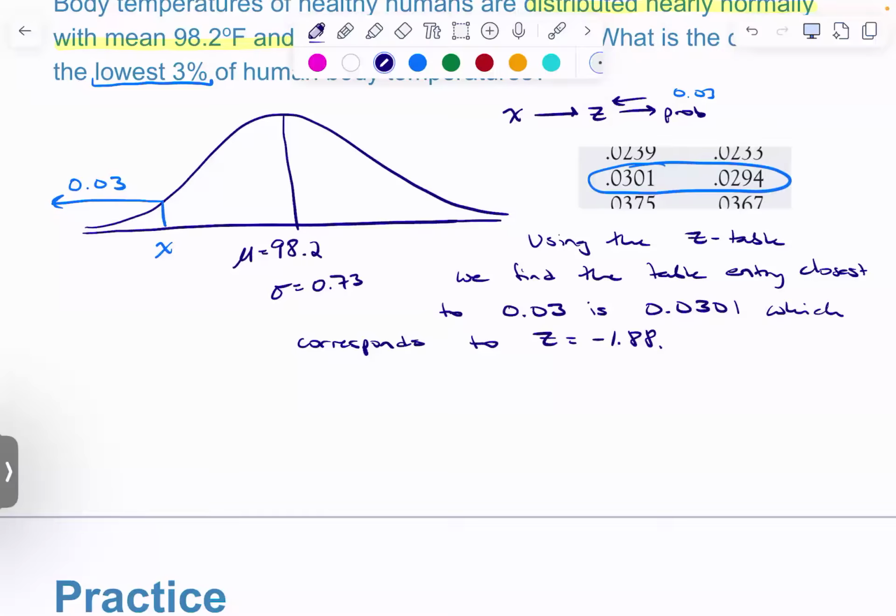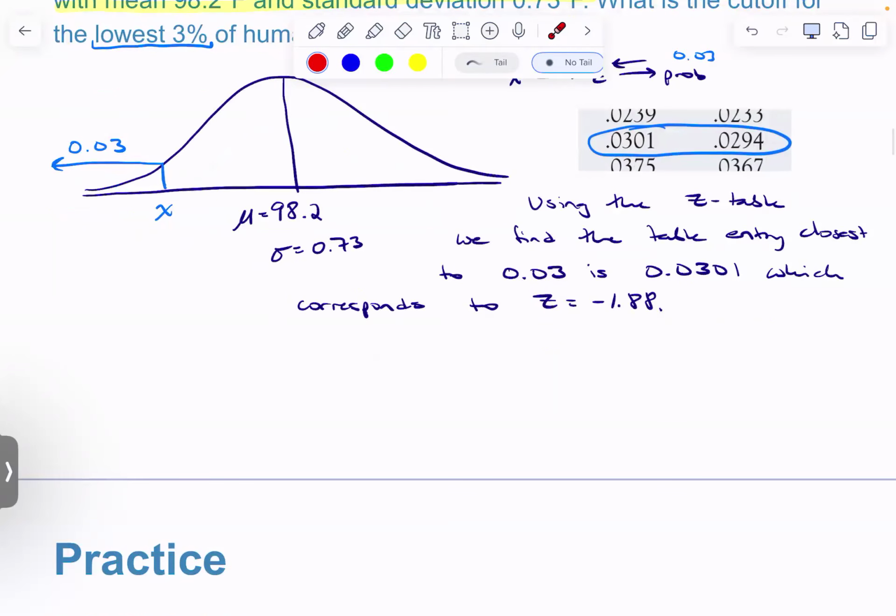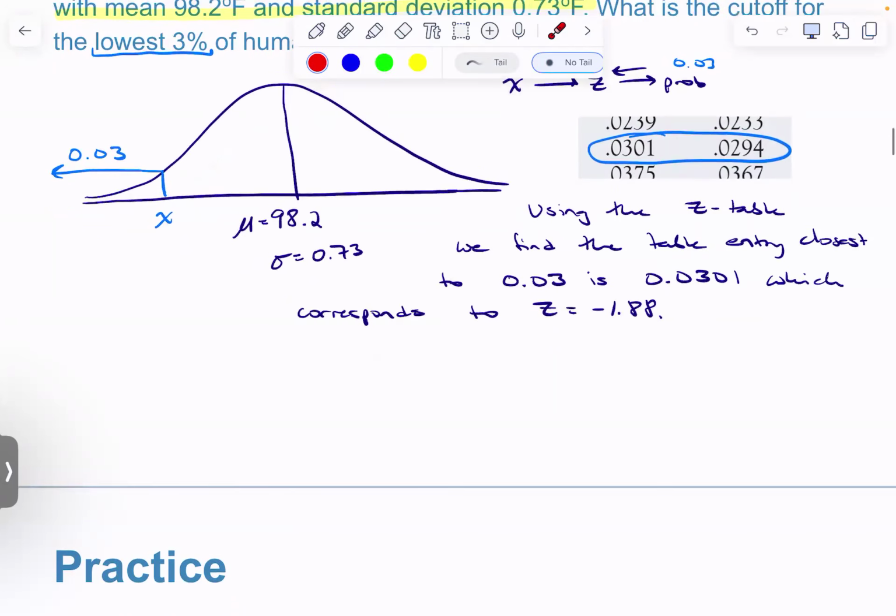Of course, if you had software, Excel, or any sort of online calculator, then you could find the Z that maps exactly to 0.03 and get a more exact answer. But this is what I'm expecting to see on the test, using the Z table. Or if you can figure out your calculator, because most calculators do it for Z. I know, motivating, but you'll have the table.